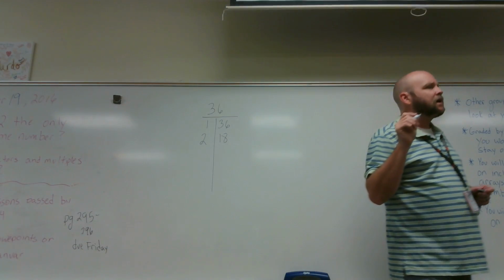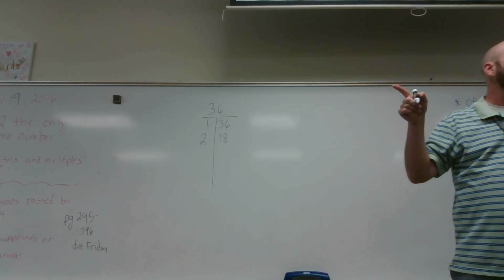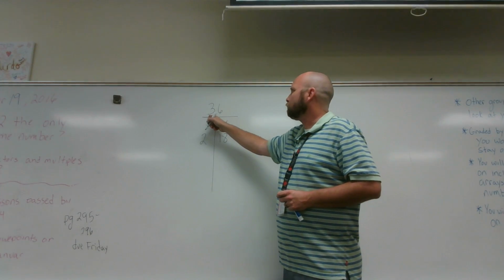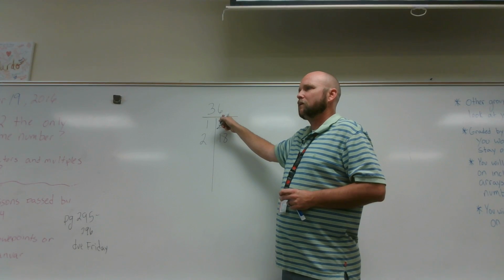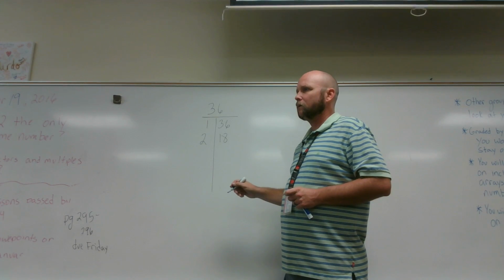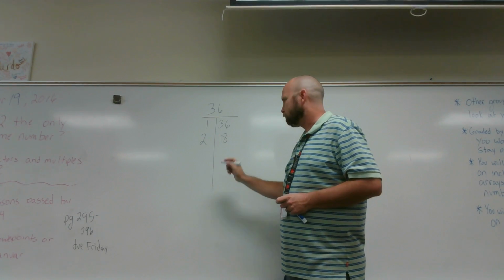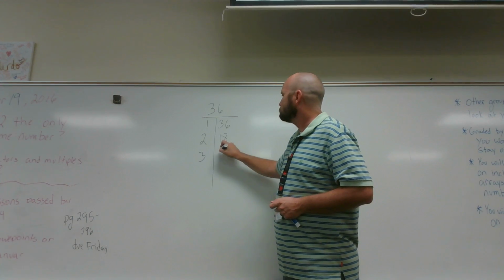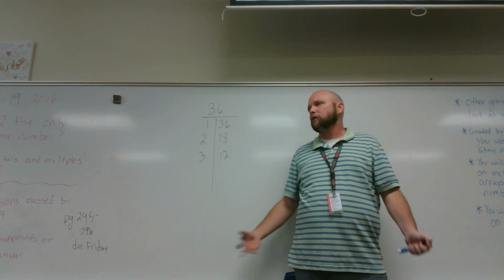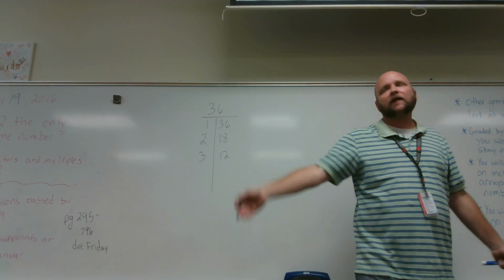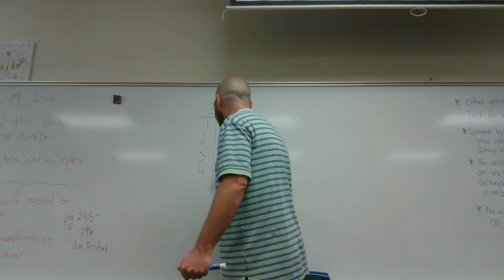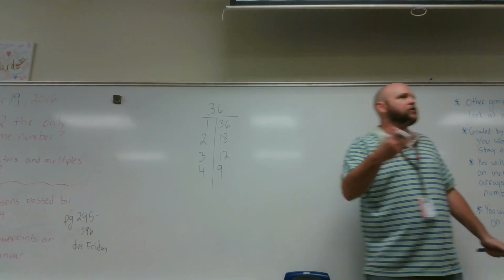Does 36 have 3 as a factor, Reed Jones? What's the sum of the digits? What's 3 plus 6? 9. Does 3 go into 9? Is 9 a multiple of 3? 3, 6, 9. Yes. So 3 times 12 is 36. Okay. Now we're getting to the point where we can look at our multiplication chart. Is 4 a factor of 36? Yes. 4 times what? 9.